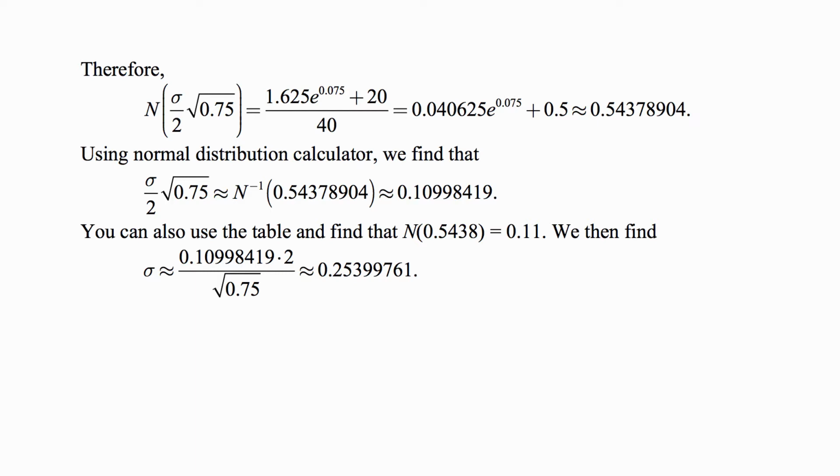And then sigma from that can be found to be almost exactly 0.11, or 0.10998419 times 2 divided by square root of 0.75. So sigma is approximately 0.253999761.